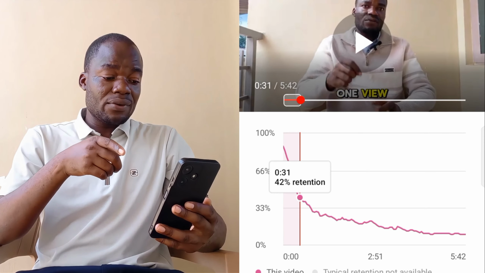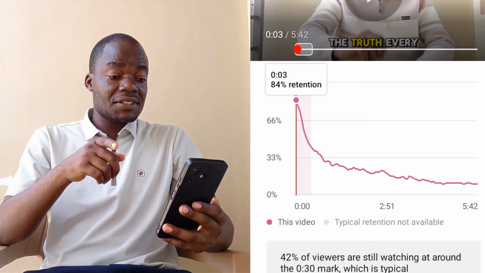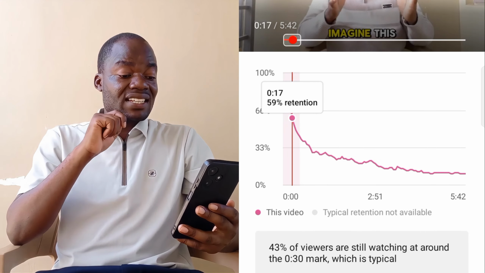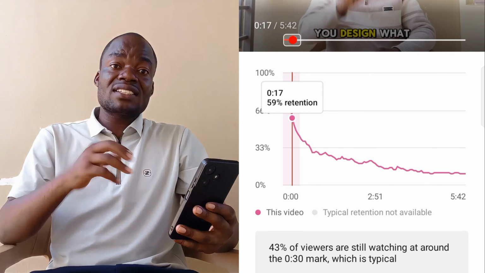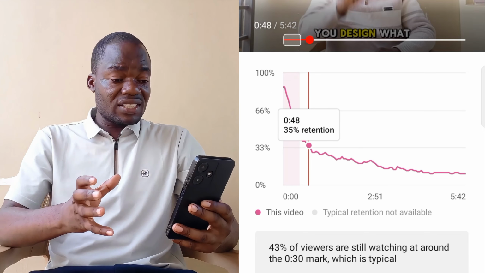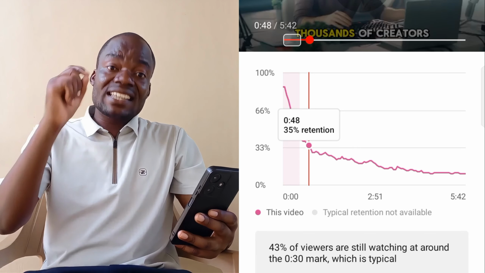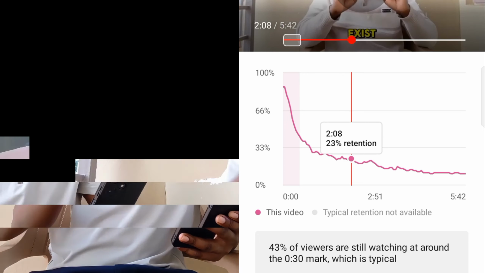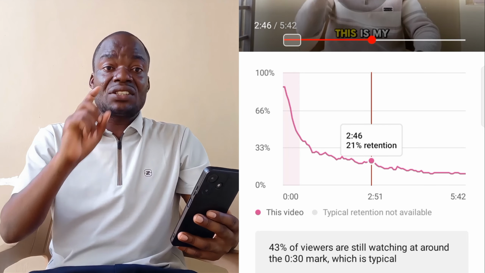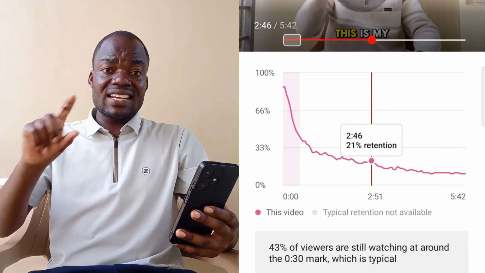In this example, at around 0 seconds to 0.3 seconds, the retention is 87%. That means approximately 87% of the viewers were still watching 3 seconds into the video. That is a good starting point. But look carefully at what happens next. The graph drops sharply, and this is where you need to pay attention. A sharp drop means many viewers stopped watching during that section.